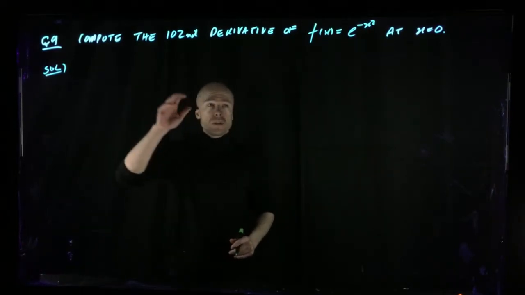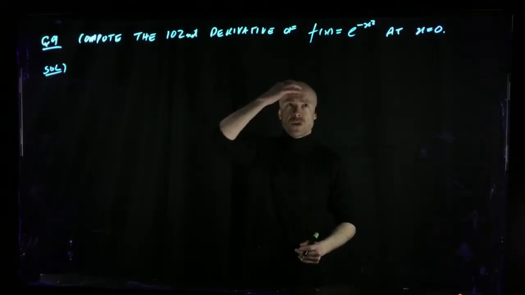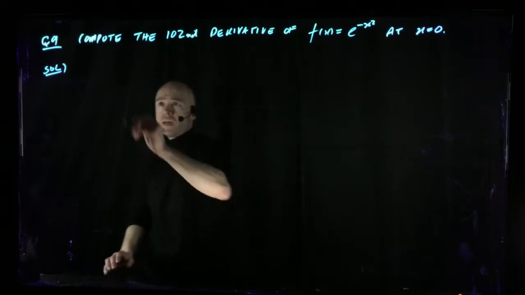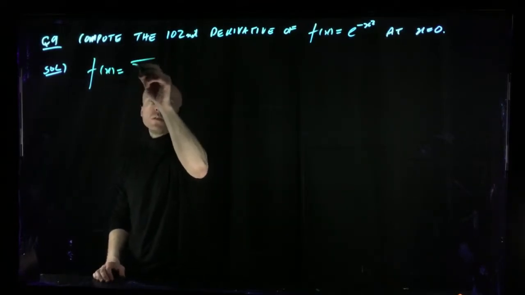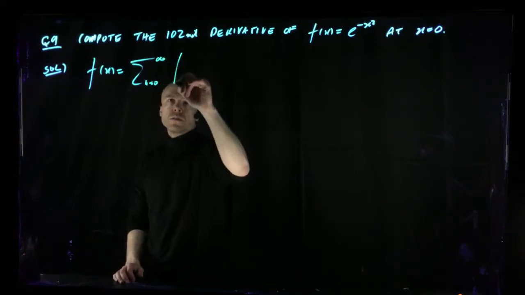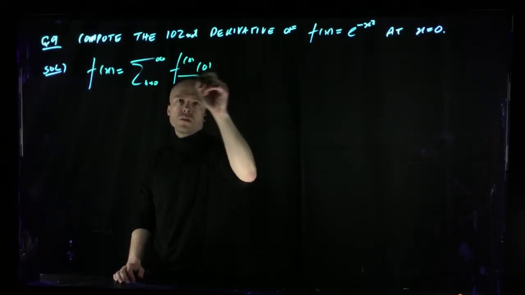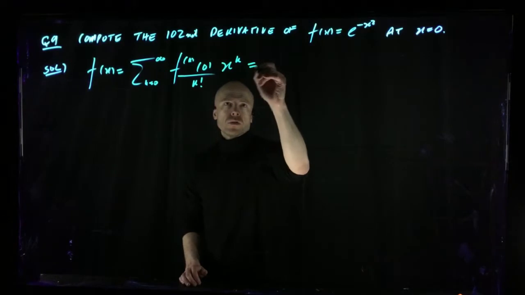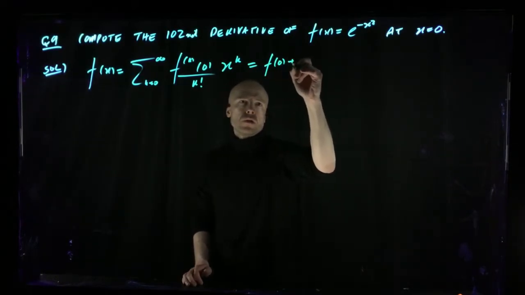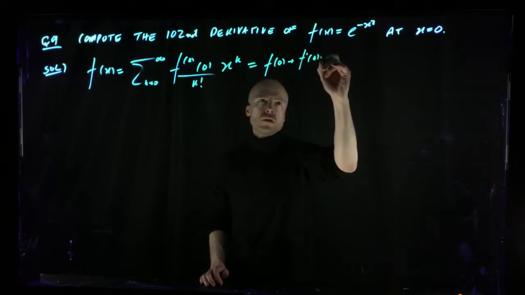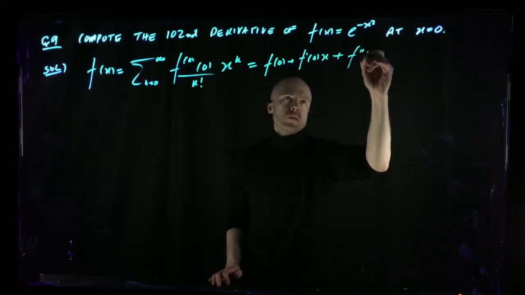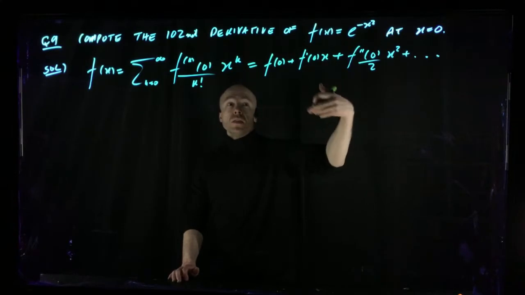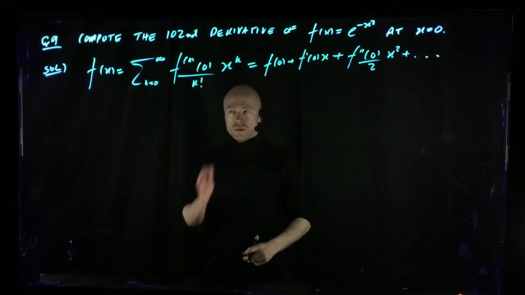All right, cool. So obviously we're not going to differentiate this 102 times, right? So what we're going to use is the fact that the general Maclaurin series for f is given by this thing, right? Okay. So first two terms: f of 0, f prime of 0 x, f double prime of 0 over 2 x squared, and so on and so on. And somewhere down this list is the 102nd derivative, right?